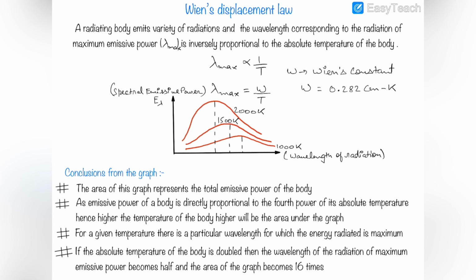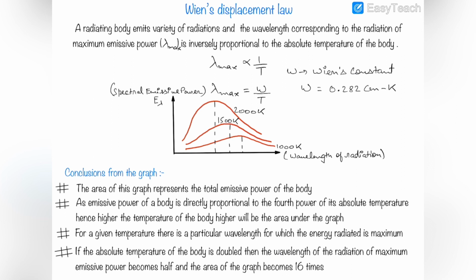Okay. Now when this proportionality sign disappears, then a constant comes, which is called Wien's constant, and this Wien's constant has a value of 0.282 centimeter Kelvin. You can see the unit. This is centimeter, this is Kelvin. So this is Wien's displacement constant.